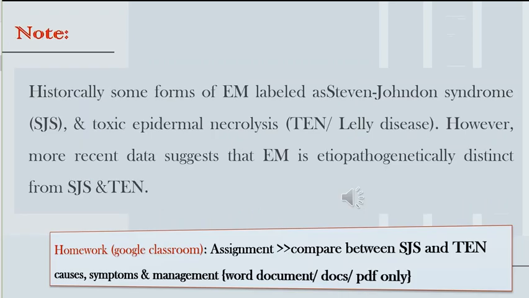Okay, we have something very important that must be noted. Historically they used to say erythema multiforme has many types, so they divided it into erythema multiforme minor and major, idiopathic, Stevens-Johnson syndrome and toxic epidermal necrolysis, but this is wrong. It turned out that more recent data suggest erythema multiforme is etiopathogenically distinct from Stevens-Johnson syndrome and TEN.